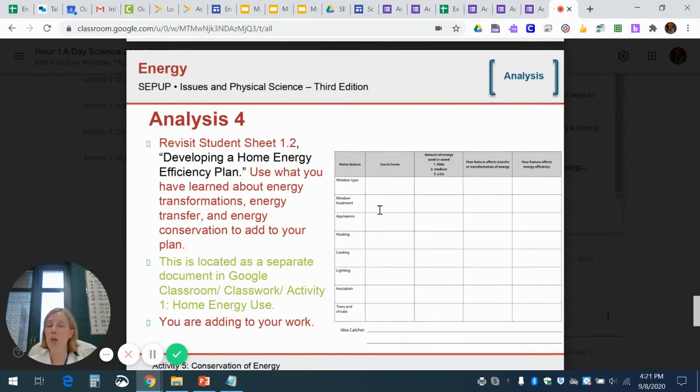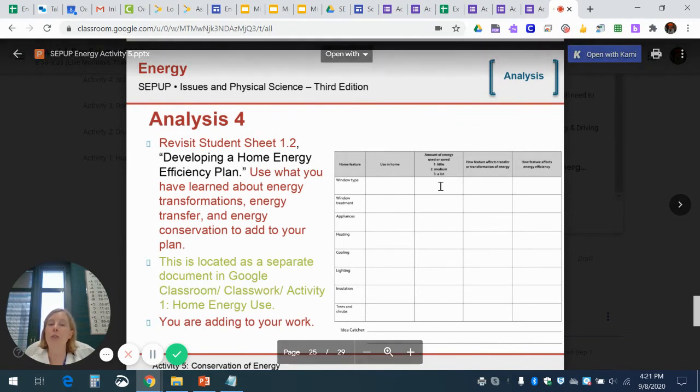Window treatments, do you have curtains? Do you have blackout curtains? Do you have no curtains? Do you have shades? Appliances, are any of your appliances Energy Star rated? Are they old? Are they new? How many do you have? What kind? What kind of heating system do you have? Do you have a heating system that is based on burning natural gas? Are you using electricity? Do you have air conditioners? Are they a central air system? Is it a window unit? Do you have a fan?